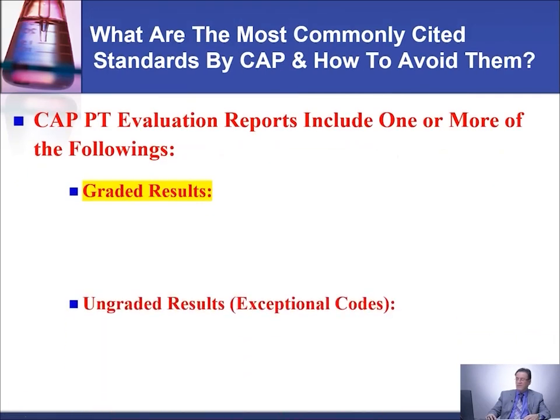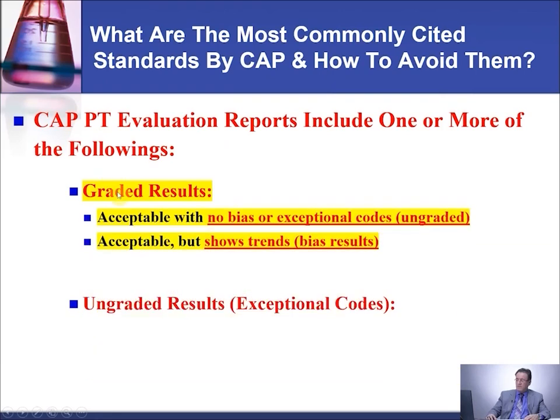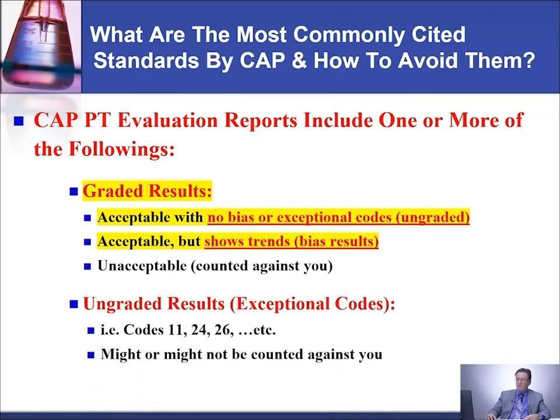So we said that the CAB PT evaluation report includes one or more of the following. There is a graded result and an ungraded result. Under a graded result, you will see that you either have an acceptable result with no bias or exceptional codes, or acceptable result with bias, or unacceptable result. Under ungraded result, you will see exceptional codes like code 11, 24, 26, 27, 40, 41, which might or might not be counted against you.